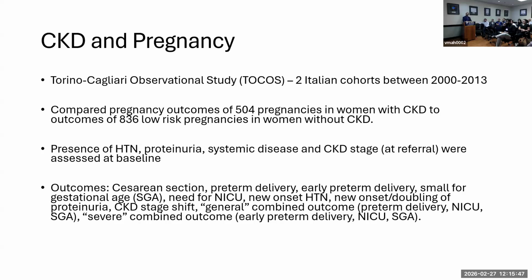The outcomes are generally similar in all studies. You look at maternal outcomes and fetal outcomes: cesarean section, preterm delivery, early preterm delivery, small for gestational age, need for neonatal ICU, new onset hypertension, new onset or doubling of proteinuria, and a CKD stage shift. They also looked at combined outcomes. Their general combined outcome was preterm delivery, need for neonatal ICU, and small for gestational age. Their severe combined outcome was early preterm delivery, need for neonatal ICU, and small for gestational age. Early preterm delivery is less than 34 weeks, preterm delivery less than 37 weeks.